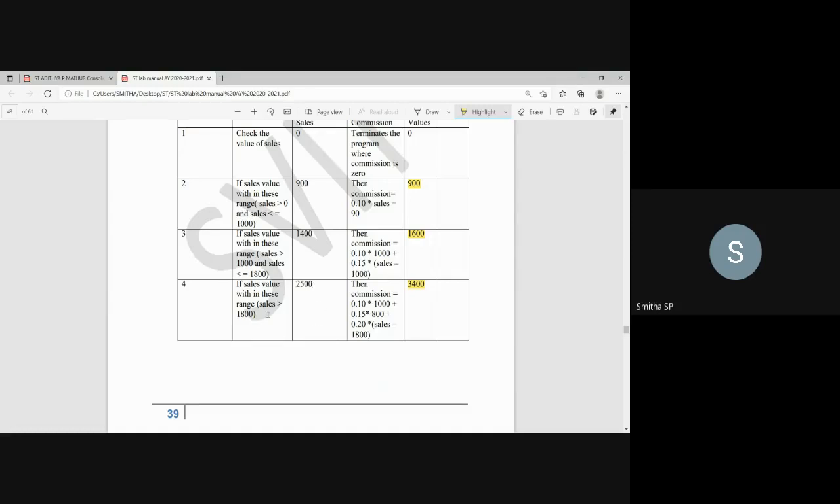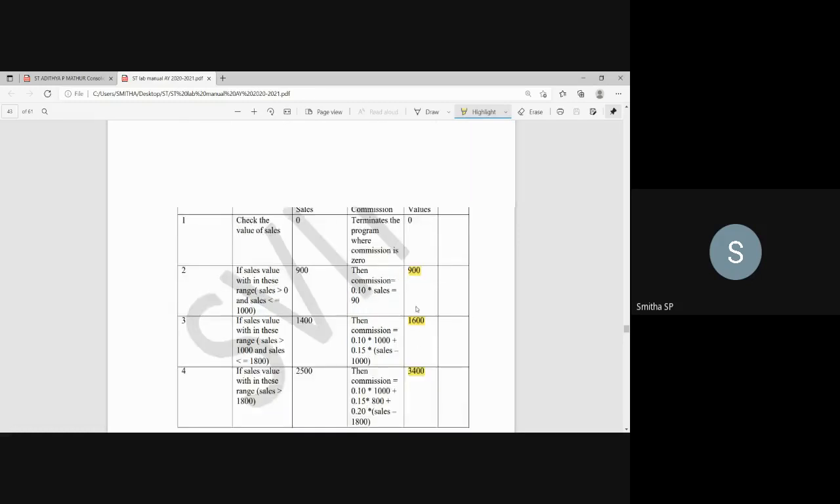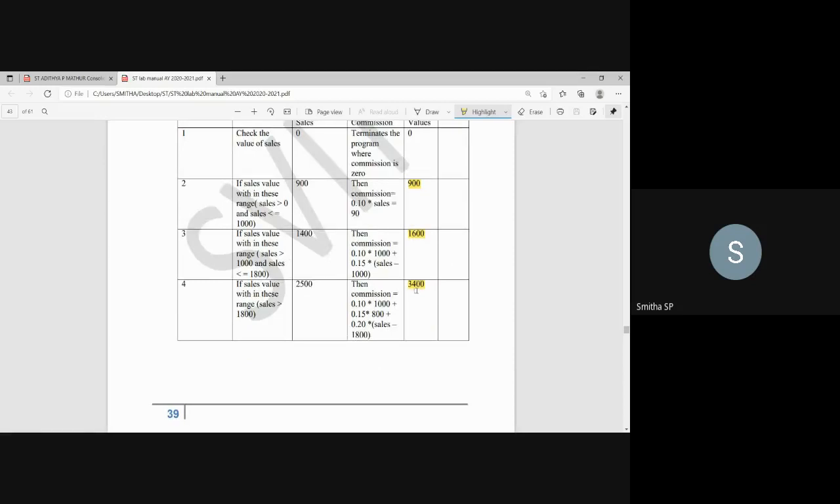Okay, since the sales are greater than 1800, how do we calculate? Up to 1000 is 10% commission, for the remaining 800 it is 15% commission, and for the leftover sales you have to calculate 20% commission. So here the value you will get is 360, I guess. Okay, this value is wrong, 360 you will get.